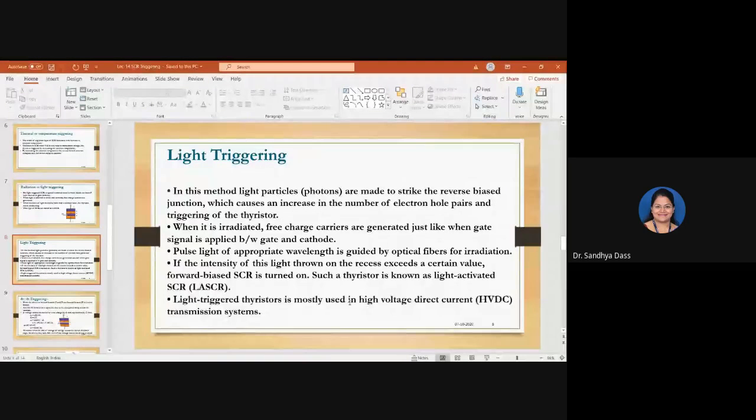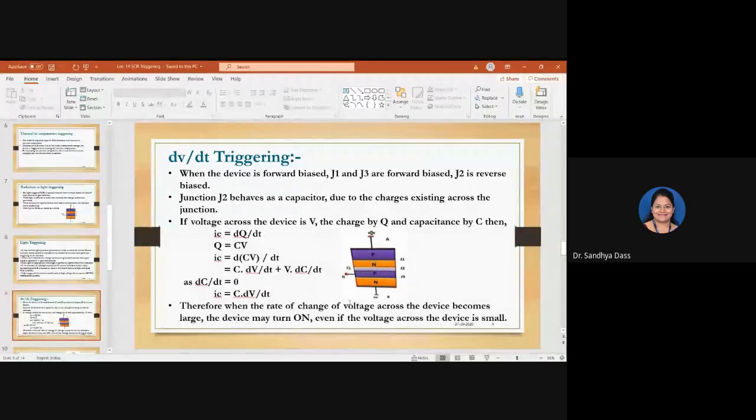The next triggering method is dV by dt. What do we understand with this dV by dt? If you recall, you have junctions J1, J2 and J3. You have applied voltage across anode and cathode. When you are applying voltage across anode and cathode, junctions J1 and J3 are forward biased. Junction J2 is reverse biased, right?